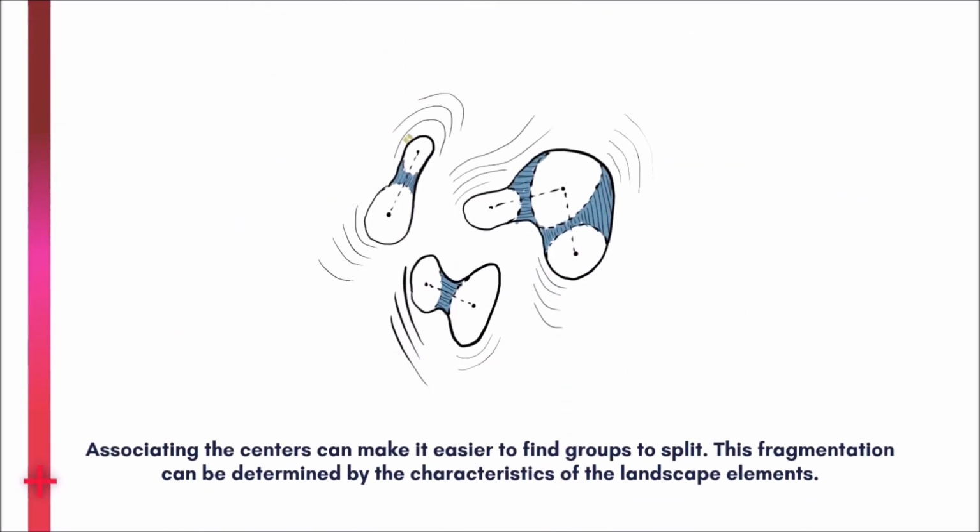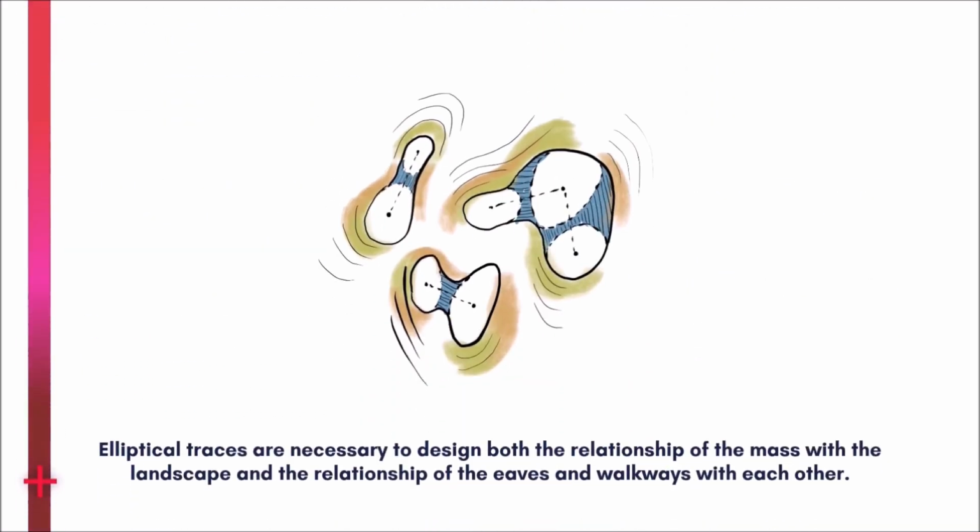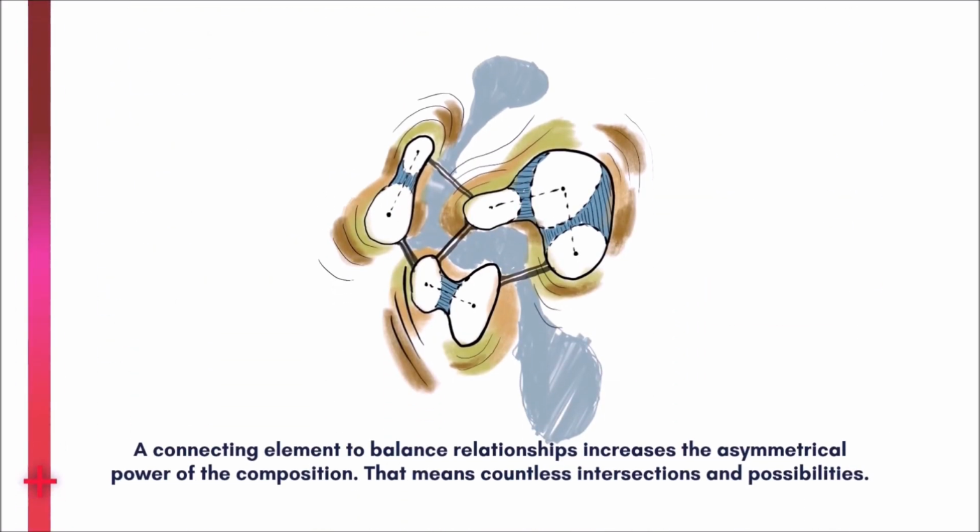Associating the centers can make it easier to find groups to split. This fragmentation can be determined by the characteristics of the landscape elements. Elliptical traces are necessary to design both the relationship of the mass with the landscape and the relationship of the eaves and walkways with each other. A connecting element to balance relationships increases the asymmetrical power of the composition. That means countless intersections and possibilities.